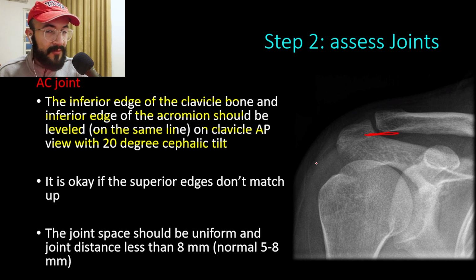And as we can see here, the inferior edges of the acromion and the clavicle are on the same level. But if we have just an AP without cephalic tilt, then the inferior edge of the clavicle will be lower than the inferior edge of the acromion. Now, it's okay if the superior edges don't match up. So the superior edges of the acromion and the clavicle don't match up. They are on different levels, and that is normal. And the joint space should be uniform, and the joint distance is less than 8 millimeters, and the normal is from 5 to 8 millimeters. So you make sure that the joint space is uniform all over the joint.